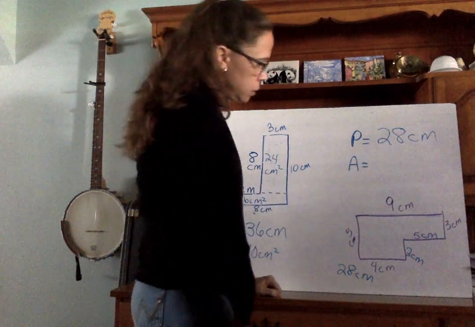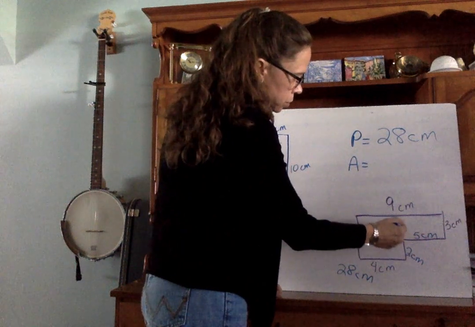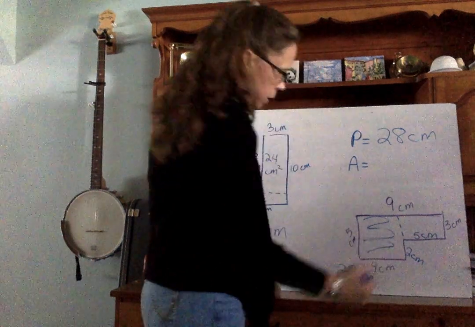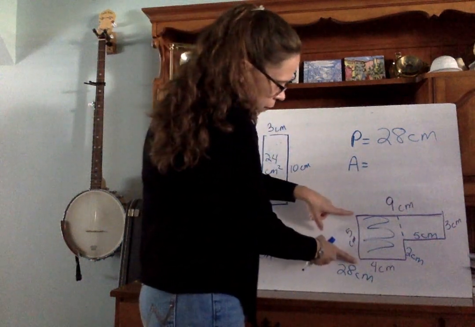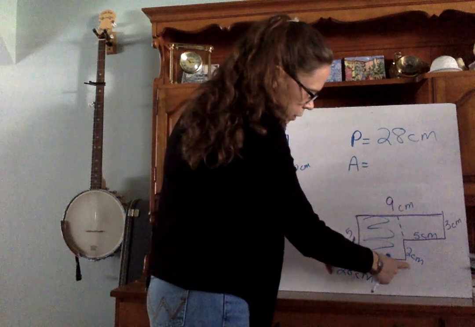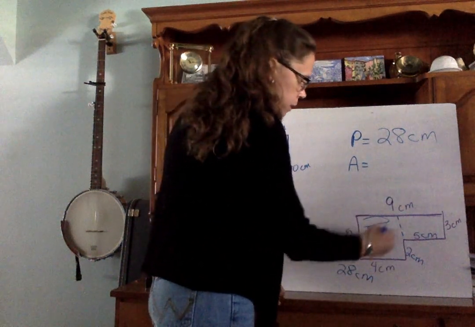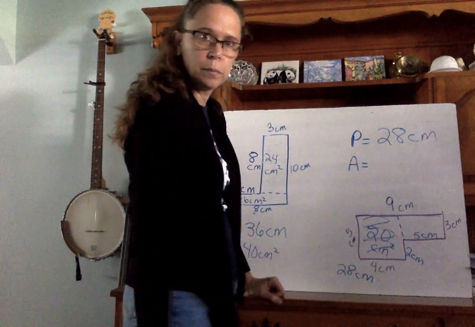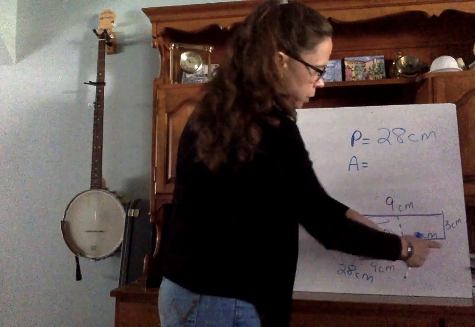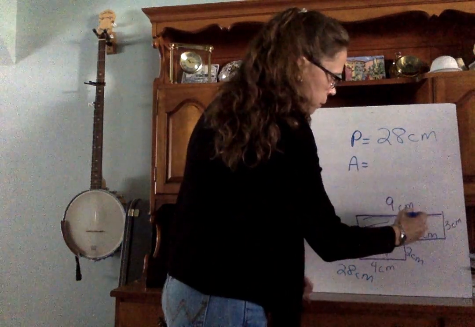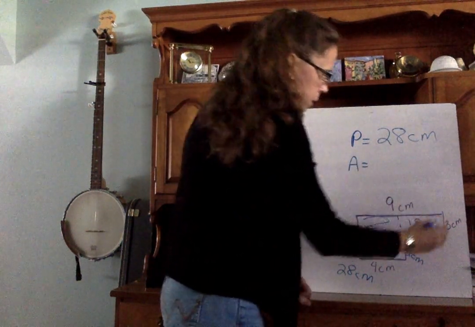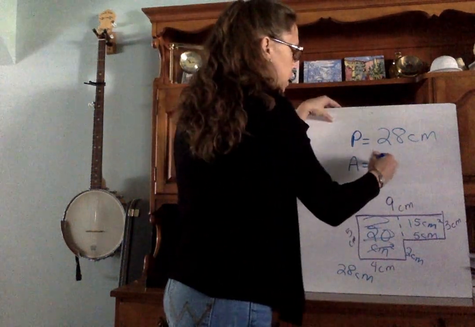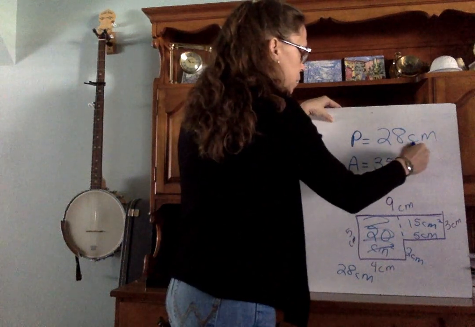Okay? So I'm going to separate it this way first. So to find the area of this section, hopefully you use the 5 centimeters for the length and the 4 centimeters for the width, and you got 20 centimeters squared in here. And then for this section, hopefully you used 5 centimeters times 3 centimeters, which is 15 centimeters squared. 20 plus 15 makes 35 centimeters squared.